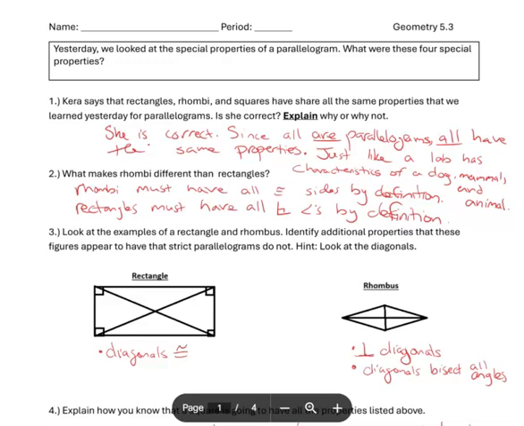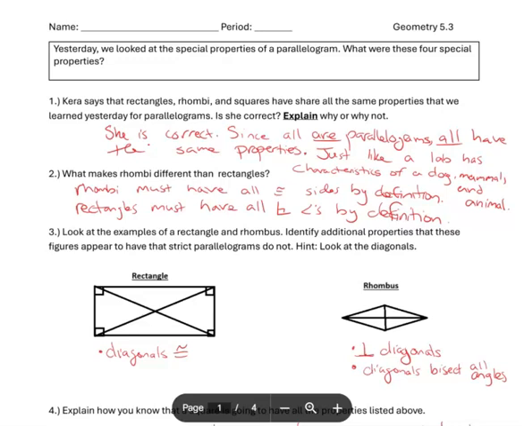The answer is yes, because all of those figures are parallelograms, so they must have all of those characteristics. Just like all mammals, I know that they have the platypus, but if you're a mammal, let's say a human is a mammal, so a human is going to have those characteristics that we found out that a mammal has. It's going to have more special characteristics, but it will have all those. So yes, she is correct. Since they're all parallelograms, they have to have the same properties, just like a lab has the characteristics of a dog, mammal, and animal. What makes rhombi different than rectangles?